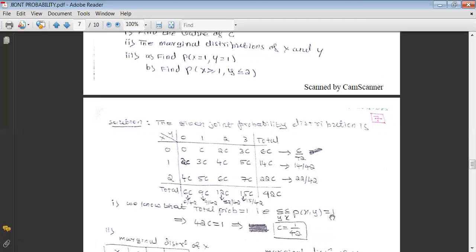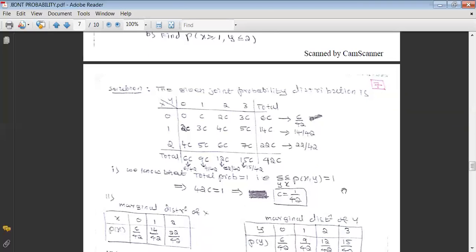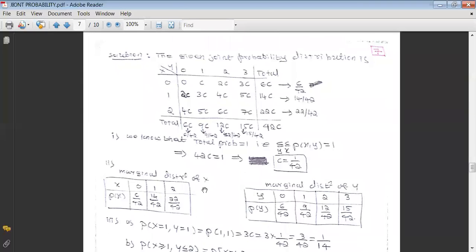And it has to be equated to 1. That is 42c equals 1. That indicates c equals 1 by 42. And when we take c equals 1 by 42 here, we are going to get this one as 6 by 42, 14 by 42, 22 by 42. In the same fashion, we can get here 6 by 42, 6 by 42, 9 by 42, 12 by 42, 15 by 42.